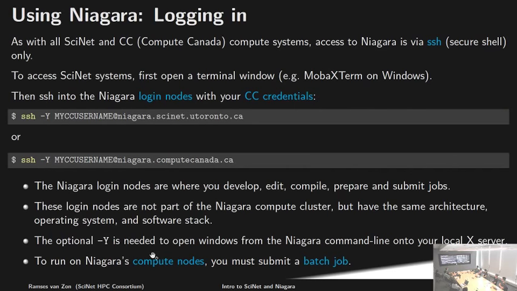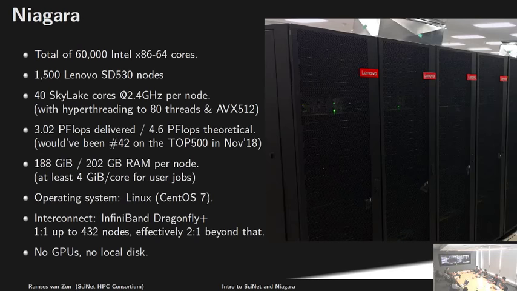So that's Niagara. Any questions about what we are and what we have before we go into the details of how to use it? I'm just curious, how much faster is this than the general purpose cluster? We have about 3 petaflops here. We had 300 teraflops before. So it's about 10 times faster, and it takes about 80% of the energy. So it's more energy efficient for 10 times the power.